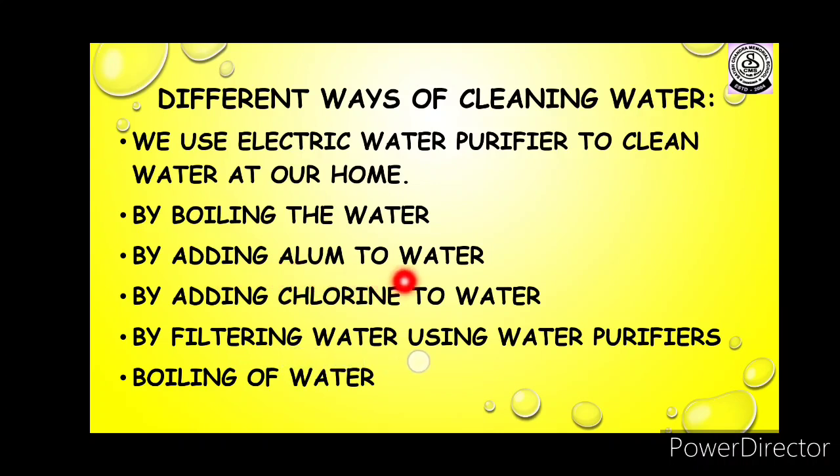By adding alum to the water, by adding chlorine to the water. We can add alum or chlorine to the water, which will pull all the impurities and the dirt out of the water, and it will make the water clean. By filtering water using normal water purifiers, which we also have at our home. Those who don't have an electric purifier have a normal water filter, which can also filter or clean the water.